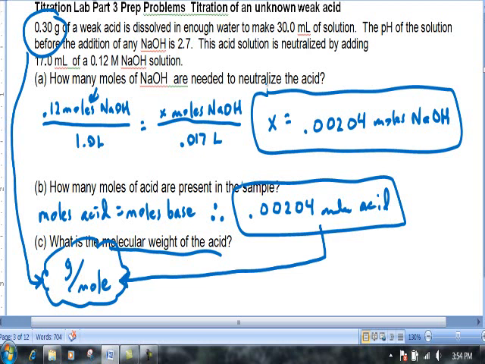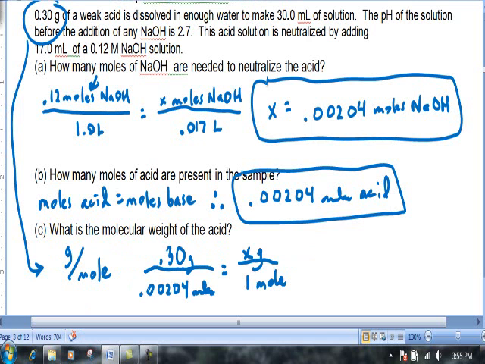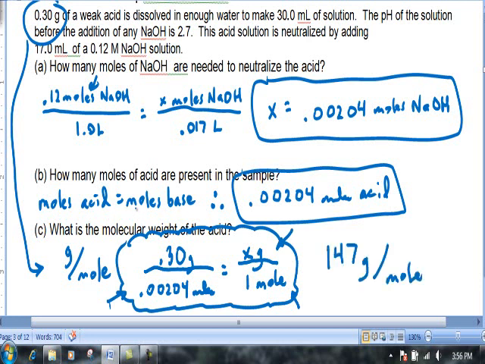We can use the information to set up a proportion. We know we have 0.30 grams of our weak acid present in 0.00204 moles of the acid. If we know that, we can say, well, then X grams would be present if we had 1 mole of that weak acid. Solving for X gives us 147 grams per mole for this particular unknown weak acid.